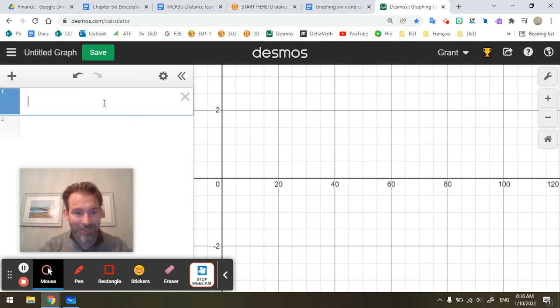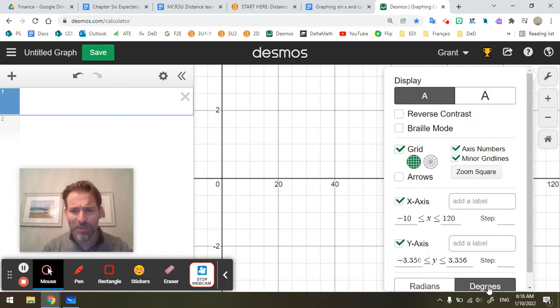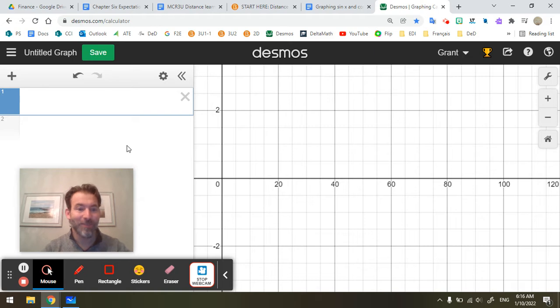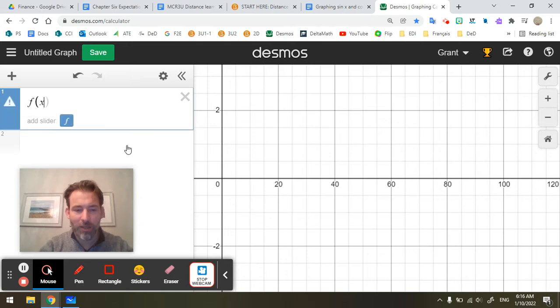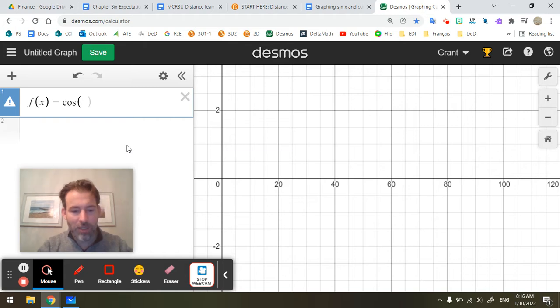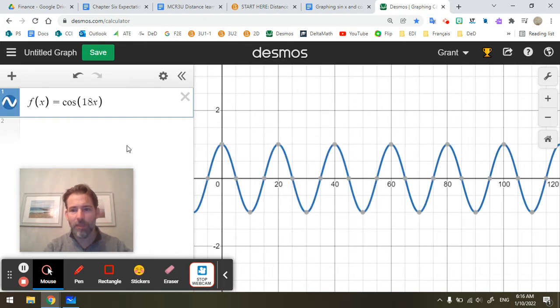One trick to typing functions in Desmos, and the most important thing, change it to degrees, okay? Change your graph to degrees, okay? It will be set in radians to start. Set it to degrees, please. Okay, so Desmos does not like square brackets. So when you write in a function like this, write it as f of x is equal to cosine of bracket 18 times x. And there we have it.